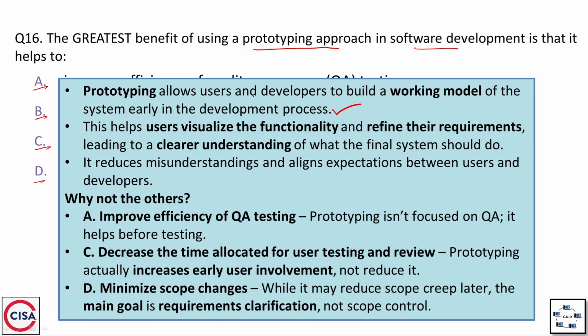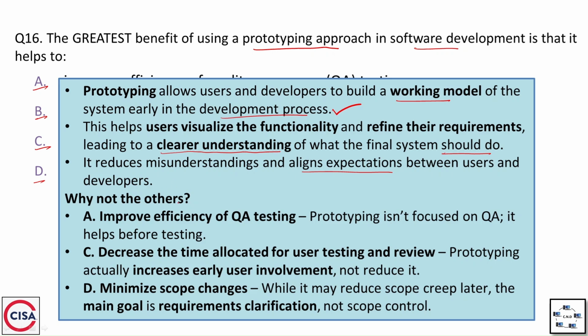So prototyping allows users and developers to build a working model of the system early in the development process. This helps users visualize the functionality and refine their requirements, leading to a clearer understanding of what the final system should do. It reduces misunderstandings and aligns expectations between users and developers.